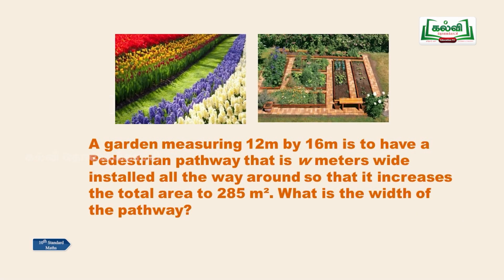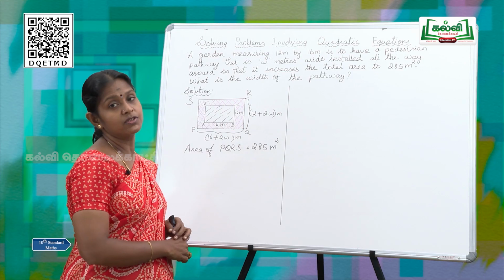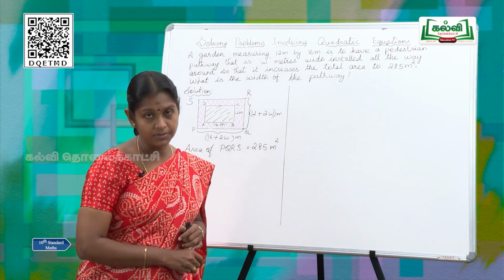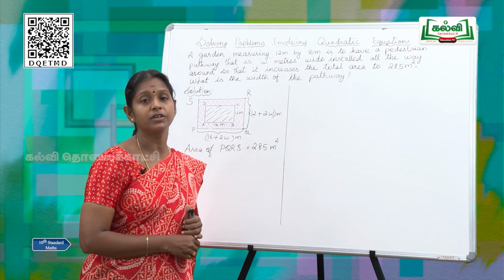A garden measuring 12 meters by 16 meters is to have a pedestrian pathway that is omega meters wide installed all the way around so that it increases the total area to 285 meters squared. So, what is the width of the pathway? Here we have to draw and see, then only we will understand because we do not have the terms. So, we have to find the terms from the figure.